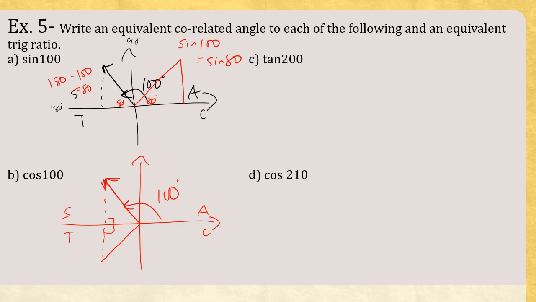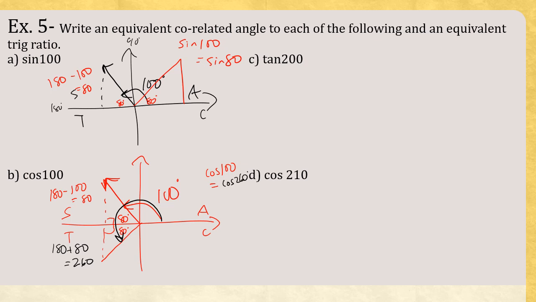I've got to figure out my correlated acute angle. So just like before, 180 minus 100 equals 80. And if that's 80, that's 80. So cos 100 equals, now remember, cos is negative in quadrant 3. So my other angle is the one that goes all the way to there. How do I get that? 180 plus 80 equals 260. So cos 100 equals cos 260.